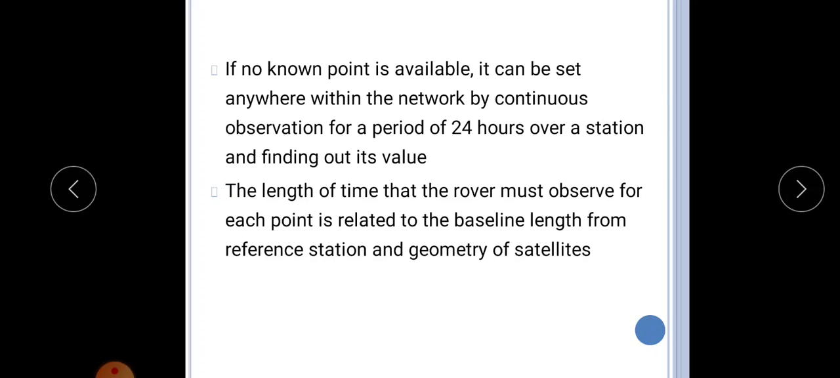The length of time that the rover must observe for each point is related to the baseline length from reference station and geometry of satellite. Okay, that is the duration of the observation depends upon the baseline length from the reference station to that of the unknown point. So based on that we are maintaining the observation time. Okay, that is, if the distance between this reference point and rover is very high, the observation time will be more.